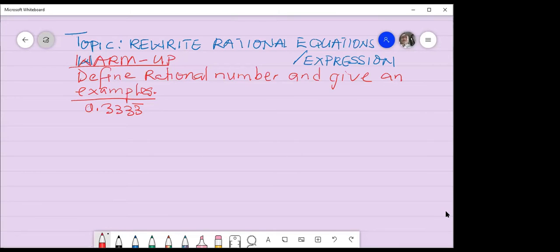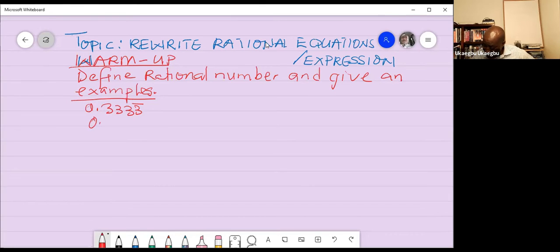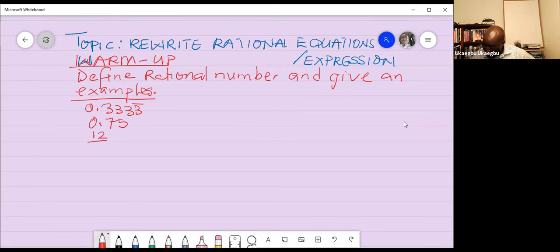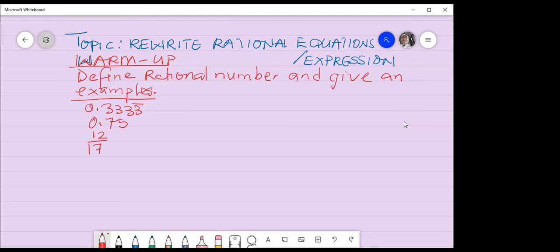Next, Kelly. Kelly, go. 0.75. Okay, I'm going to write 0.75. Okay, now the next rational number you give me will not be a decimal. So give me another rational number that is not a decimal. Ivan, go. 12 over 17. Okay, so 12 divided by 17. Thank you.